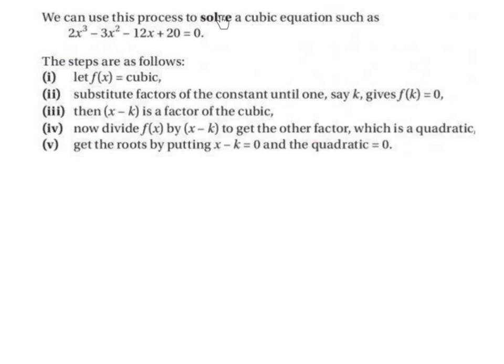We can use this process to solve a cubic equation such as 2x cubed minus 3x squared minus 12x plus 20 is equal to 0. The steps are as follows. Part 1, let f of x equal the cubic. Part 2, substitute factors of the constant until one, say k, gives f of k is equal to 0. Part 3, then x minus k is a factor of the cubic. Part 4, now divide f of x by x minus k to get the other factor, which is a quadratic. Part 5, get the roots by putting x minus k equal to 0 and the quadratic equal to 0.